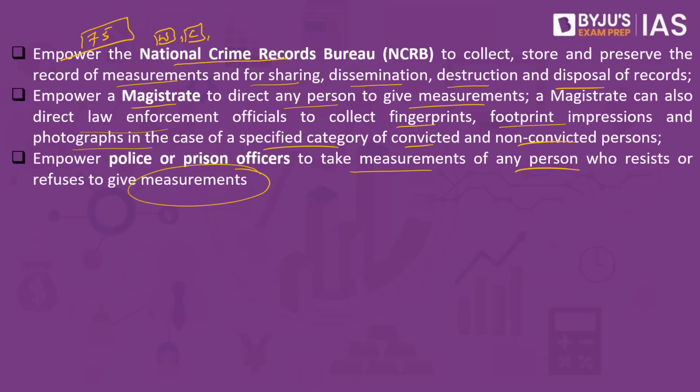What would happen if a convict or a non-convicted person refuses to give the measurements? In that case, it would be taken as an offence under Section 186 of the Indian Penal Code. What is Section 186 of the Indian Penal Code? It speaks about obstructing public servants in the discharge of public functions. And when police officers are taking the measurements under this legislation, no other person can file a suit against them if it is done in good faith. Also remember, the central government or the state government may, by notification, make rules for carrying out the purposes of this Act. So these are some of the important features of the legislation.